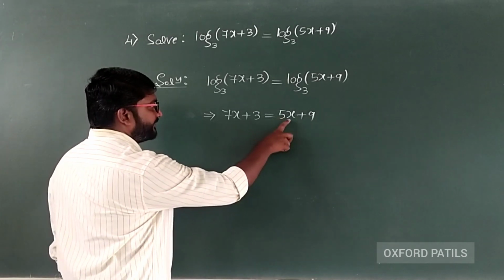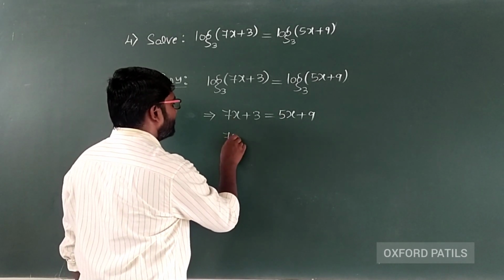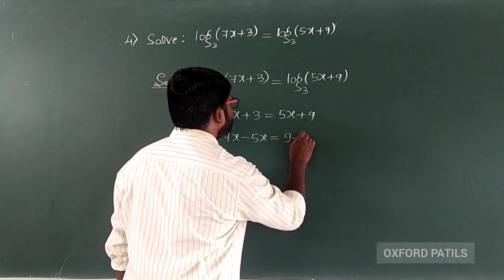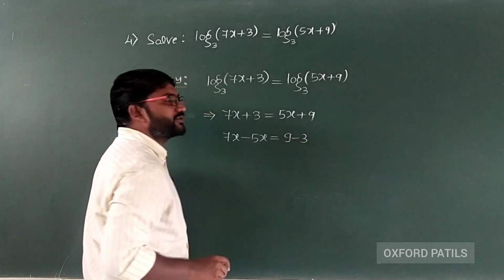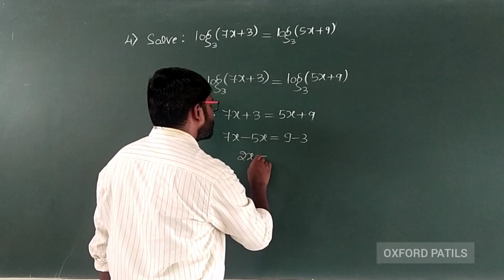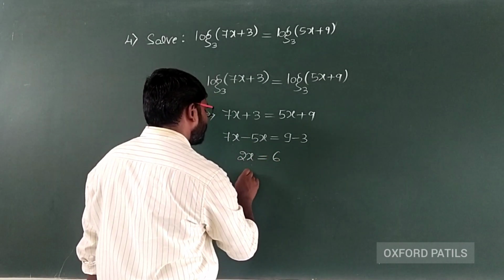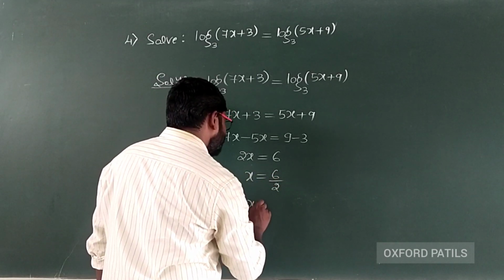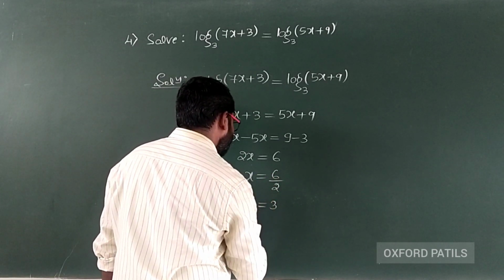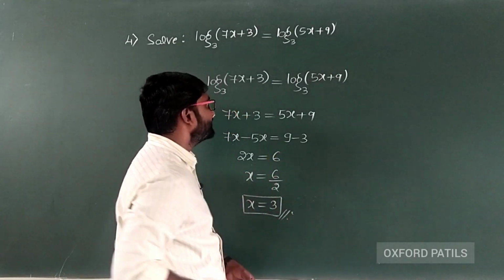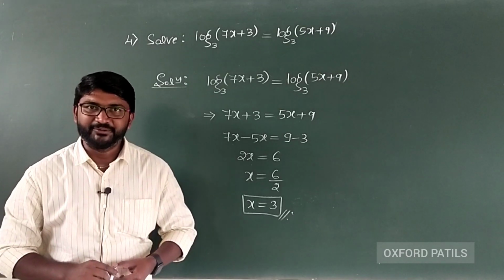So we are dropping the logarithm, we are left with 7x plus 3 is equal to 5x plus 9. So now I'll take 5x to the left hand side. What do we have? 7x minus 5x is equal to 9 minus 3. So 7x minus 5x will be 2x, which is equal to 6. Then x will be 6 by 2. In the next step, we get x is equal to 3. So this is the required value of x for the given question. Note down this and then we'll take up question number 5.